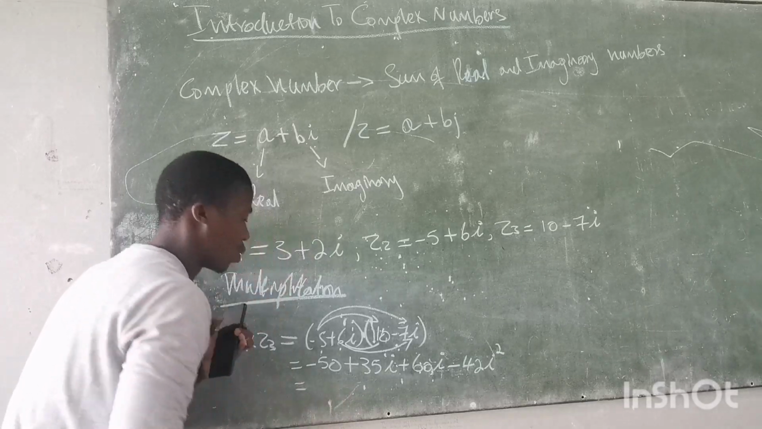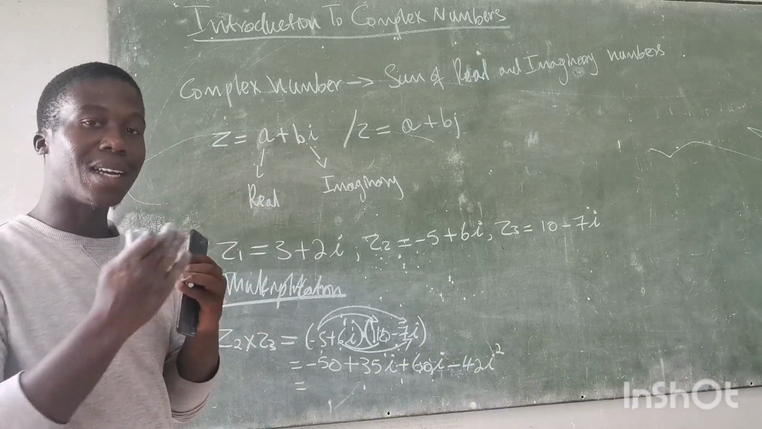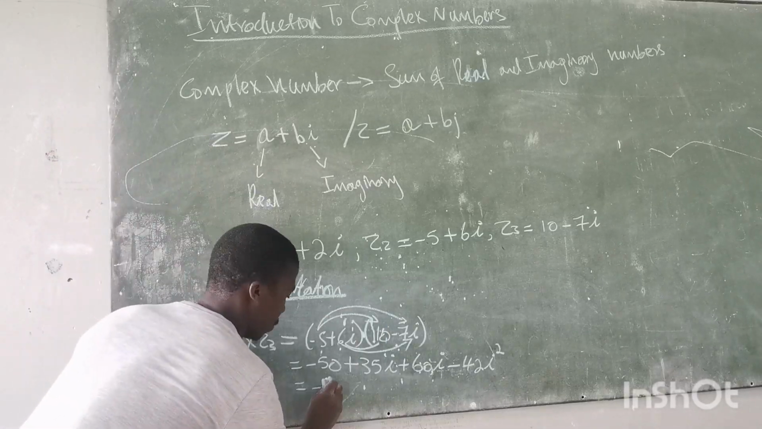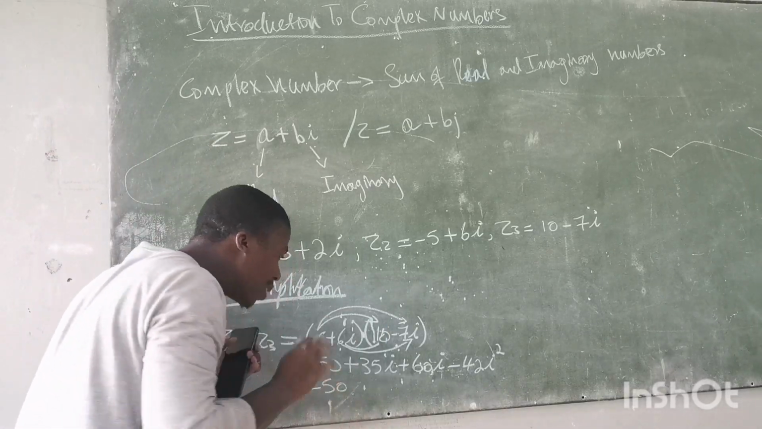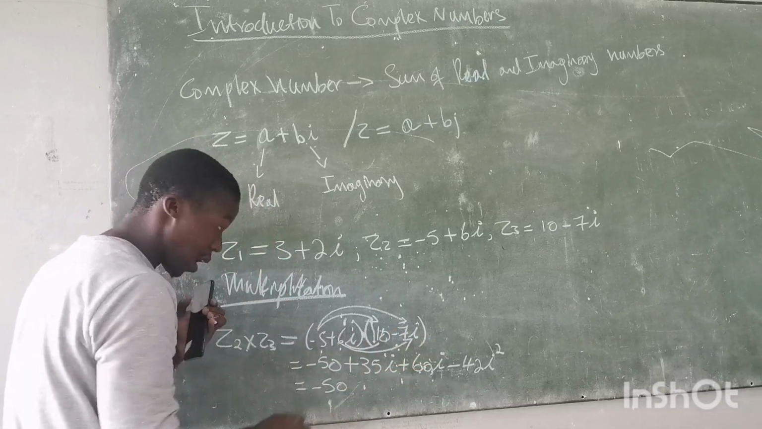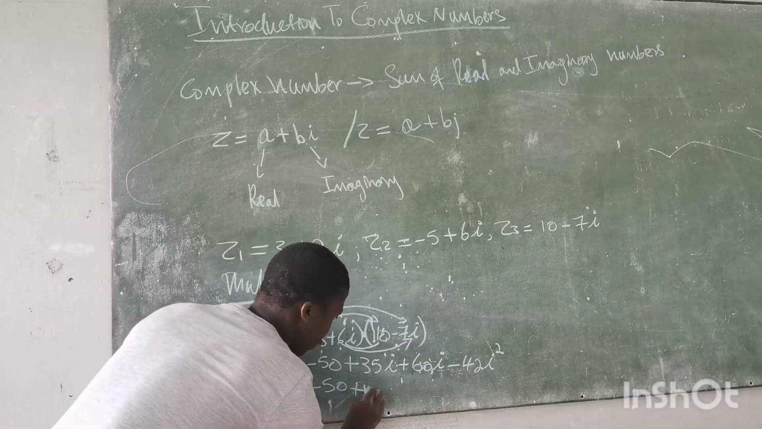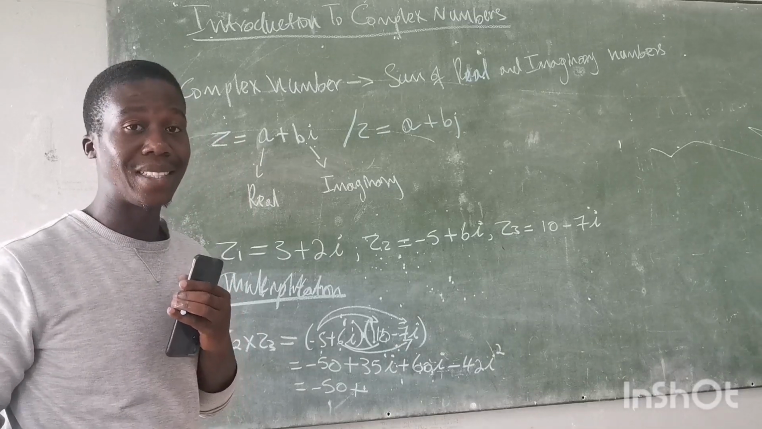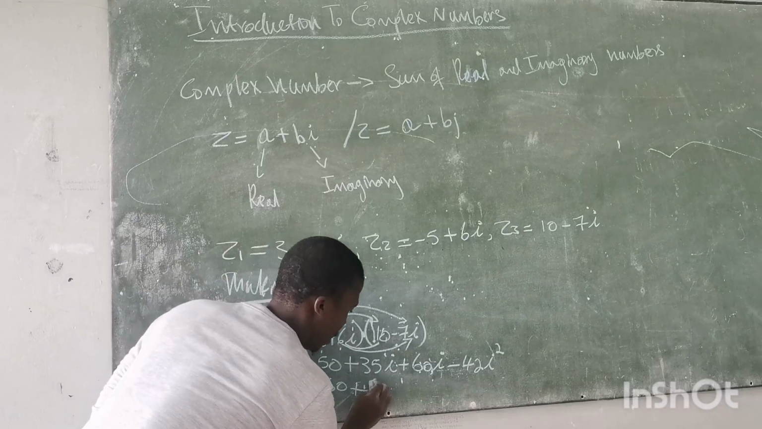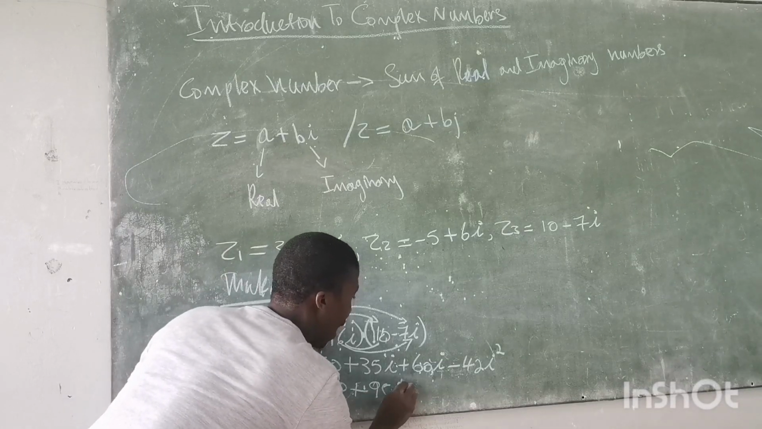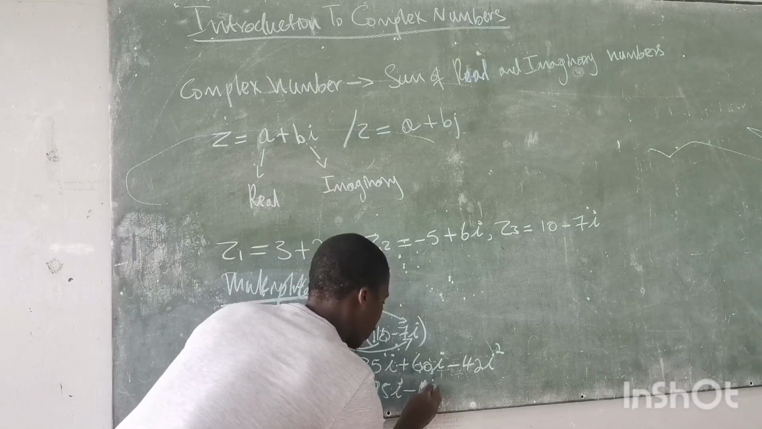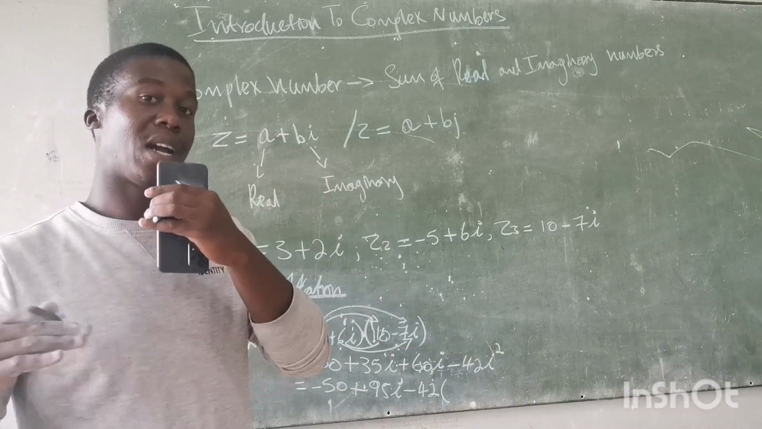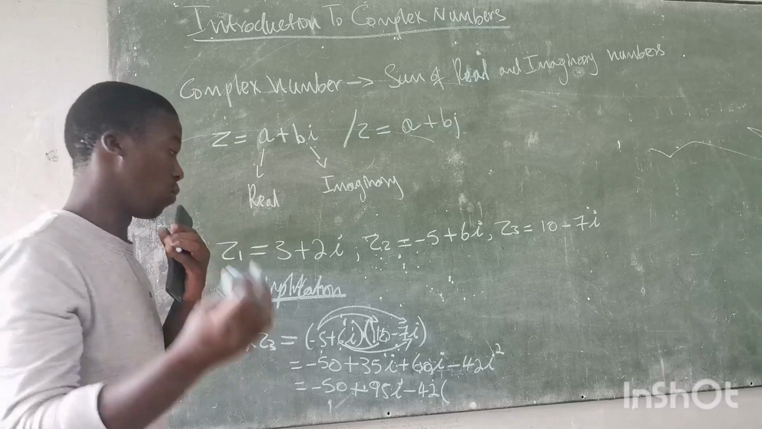Then now we continue further by adding any like terms that we see here. Negative 50 is the only real part that we have here so far, plus 35 plus 60, that is going to give us 95. So we have 95i minus 42i squared. Remember, our i squared is equivalent to negative 1.